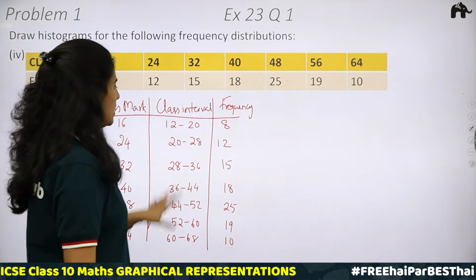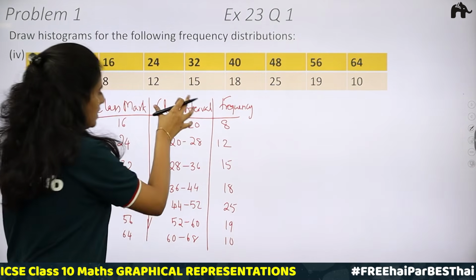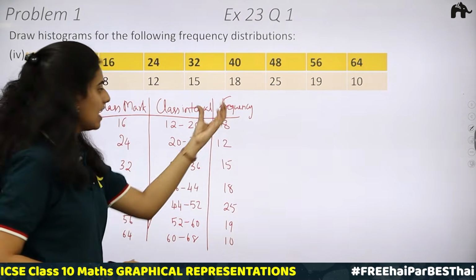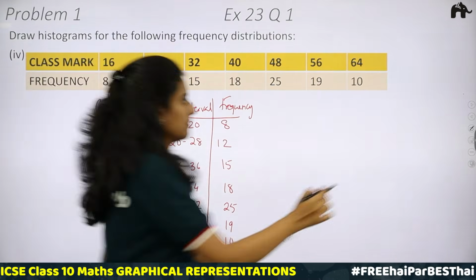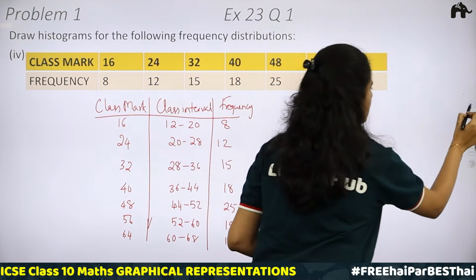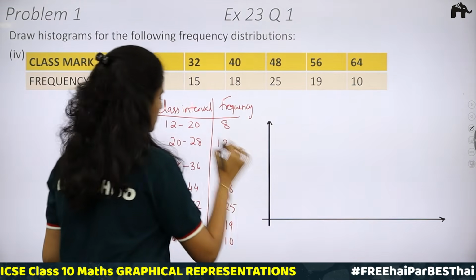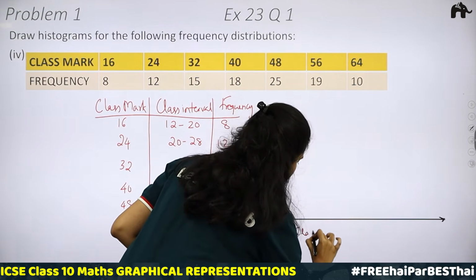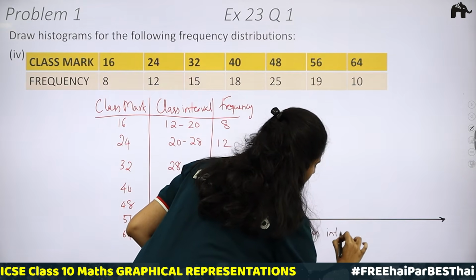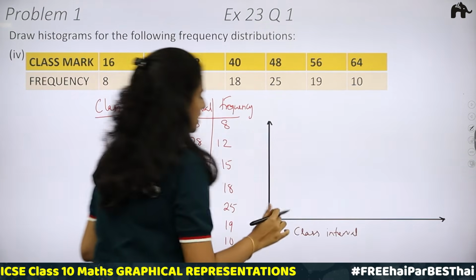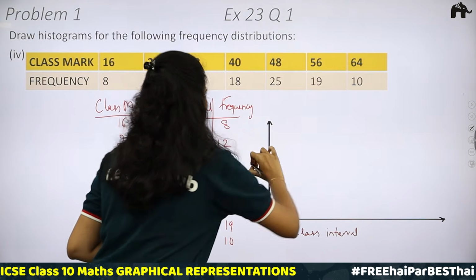Okay. Now let's draw the histogram with the class interval on x-axis and frequency on the y-axis. So here we have the x and y-axis. On the x-axis we are taking class interval. Okay, you have to mark this class interval along the x-axis and on y-axis we have frequency.